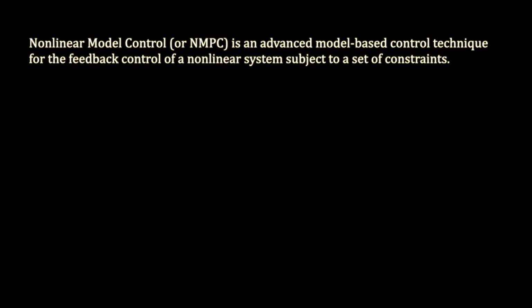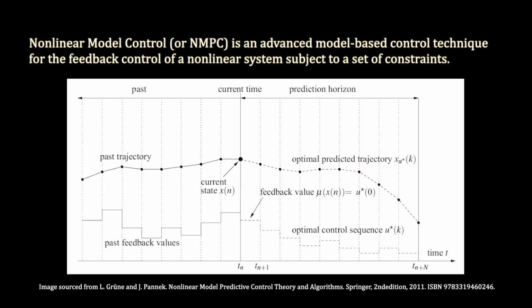First, we have to understand what is an MPC, an advanced model-based control technique for the feedback control of a nonlinear system subject to a set of constraints. This control technique has an optimization problem at its core, which is optimized over a prediction horizon, N. So, we have to describe the trajectory tracking problem and then find a way to incorporate the obstacle avoidance capabilities. We do this by describing the problem in this way.